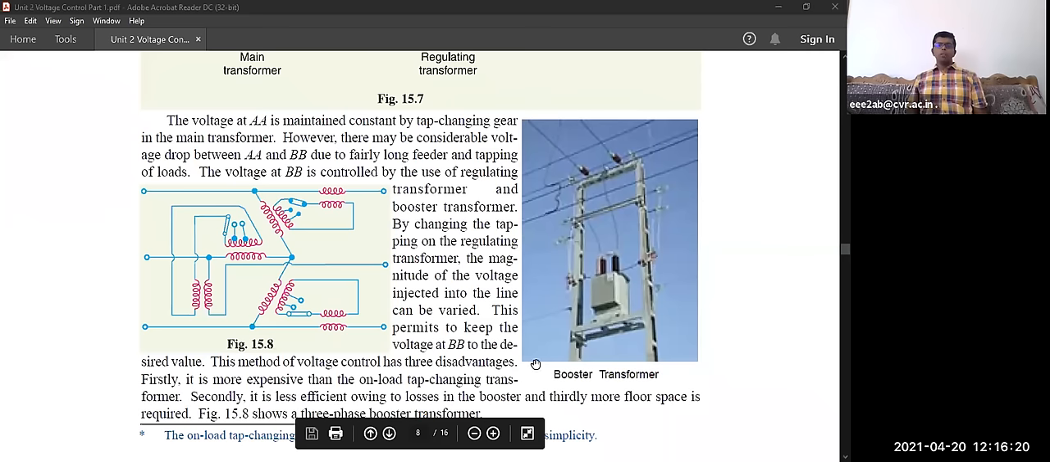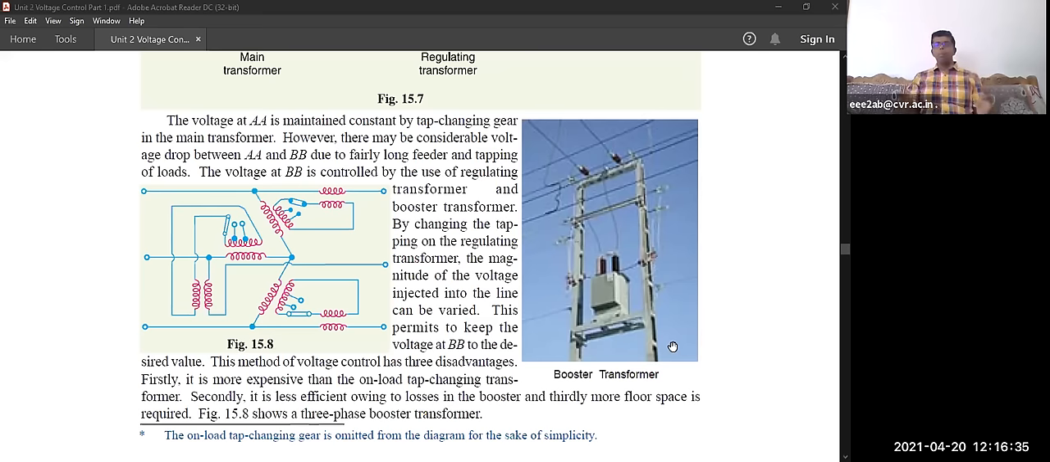So you have to buy land of 10 feet by 10 feet and install it like a transformer yard. Then again you have to install a pole, and again you have to install a booster transformer. That is most expensive.